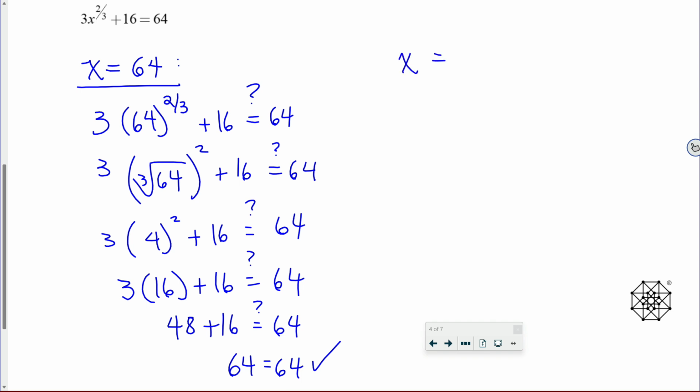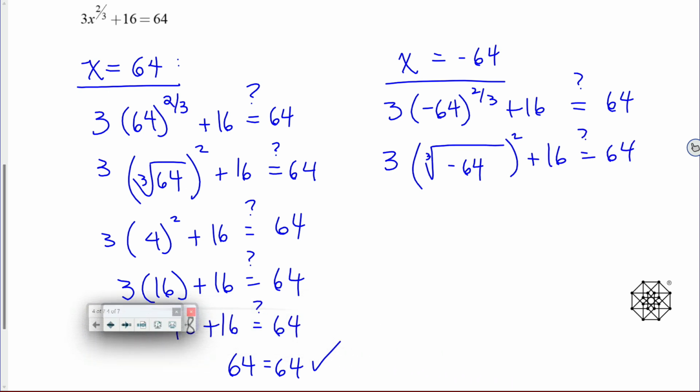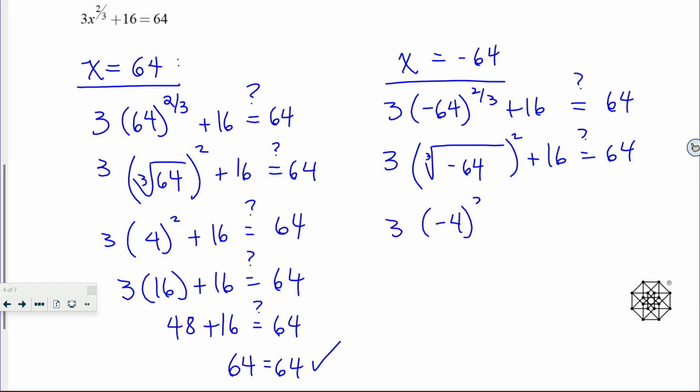So with x equals negative 64, exactly the same procedure, right? I'm going to go with 3 times negative 64 to the 2/3 plus 16 equals 64. 3 times the cubed root of negative 64 squared plus 16 equals 64. All right, the cubed root of negative 64 is negative 4.